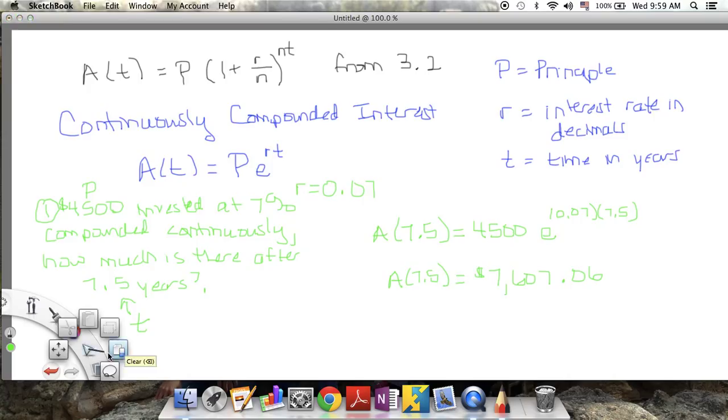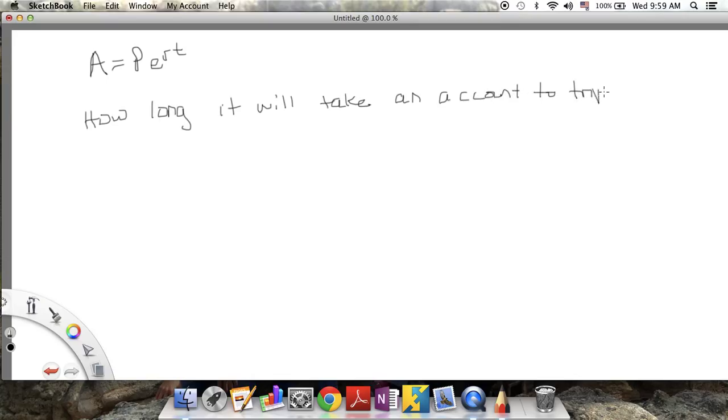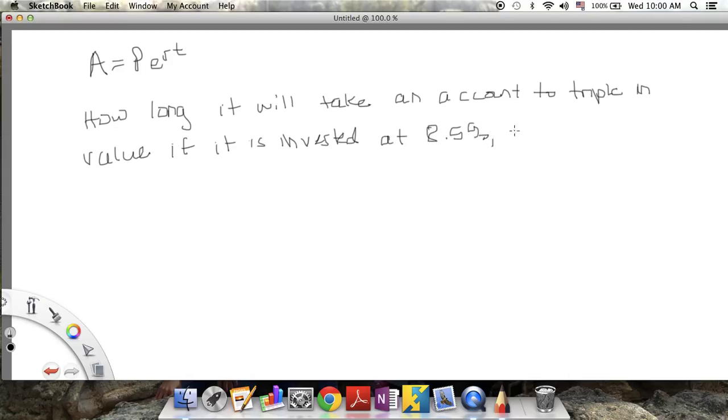All right, let's try a different scenario. So our formula is this. What happens if we want to know how long it will take an account to triple in value if it is invested at 8.5% compounded continuously?